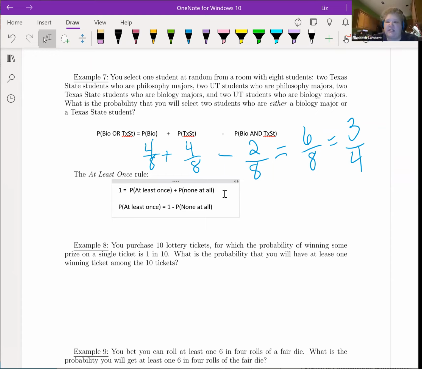Now, the bonus about this is the probability of none at all is usually a lot easier to calculate than figuring out all the at least onces.